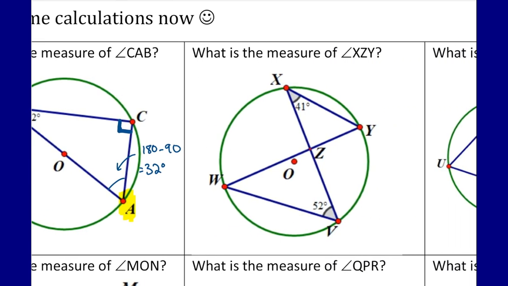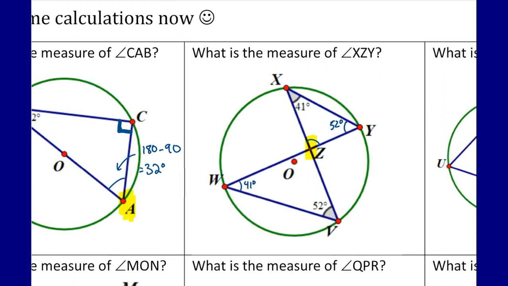Here, I want to find the measure of XZY. So I want to find this angle right here, XZY. This is the bow tie theorem, so hopefully we recognize that it's shaped like a bow tie. So that means the corresponding angles are equal, so that's 52 degrees. This would be 41 degrees.